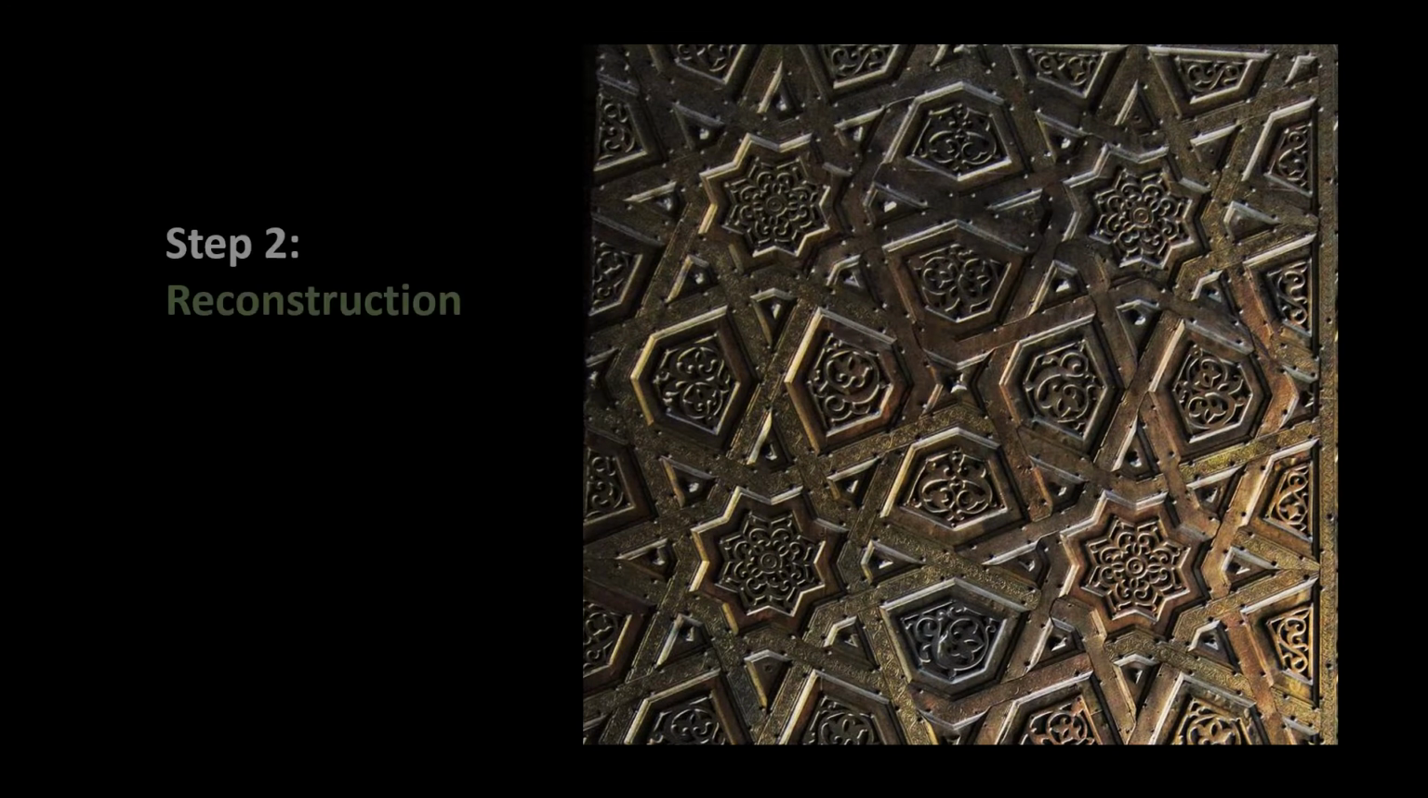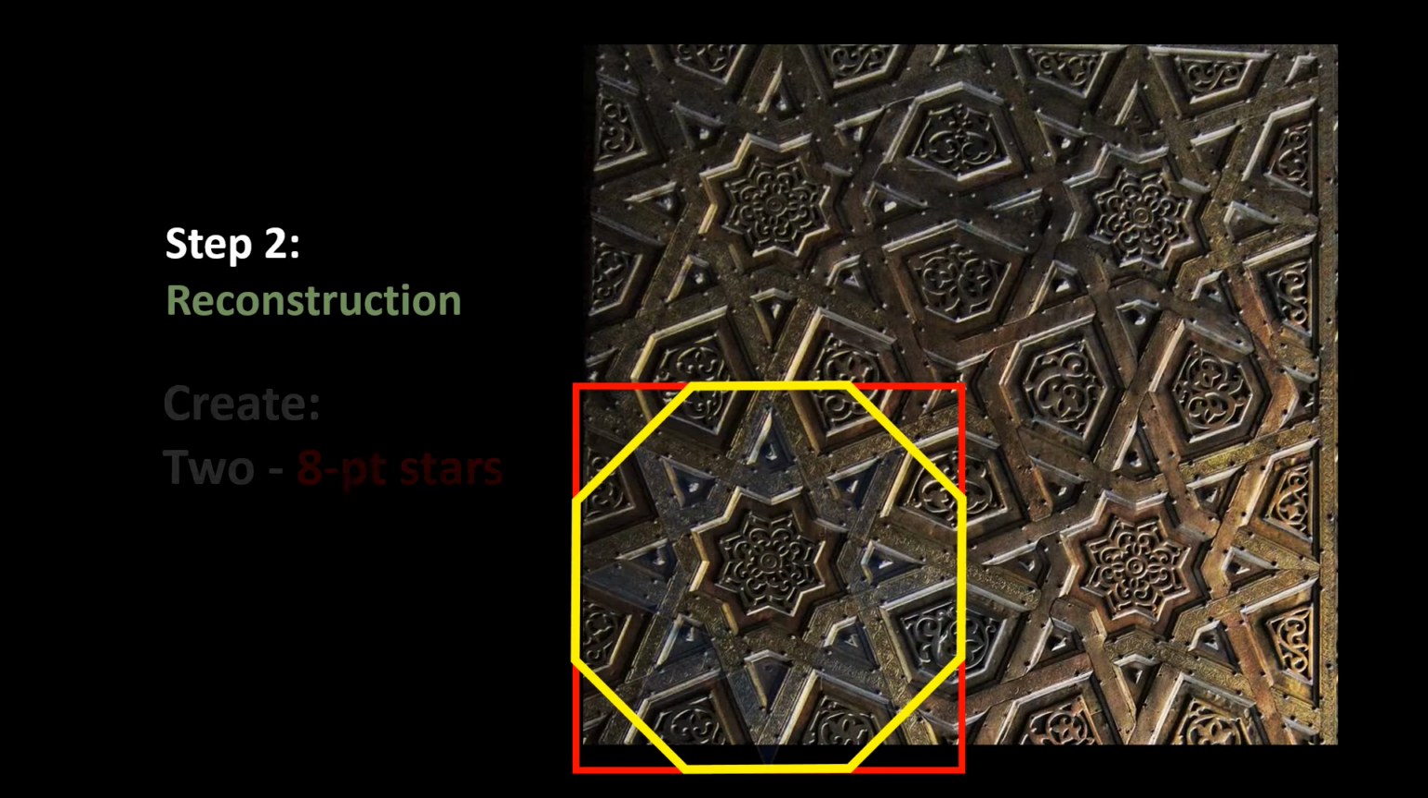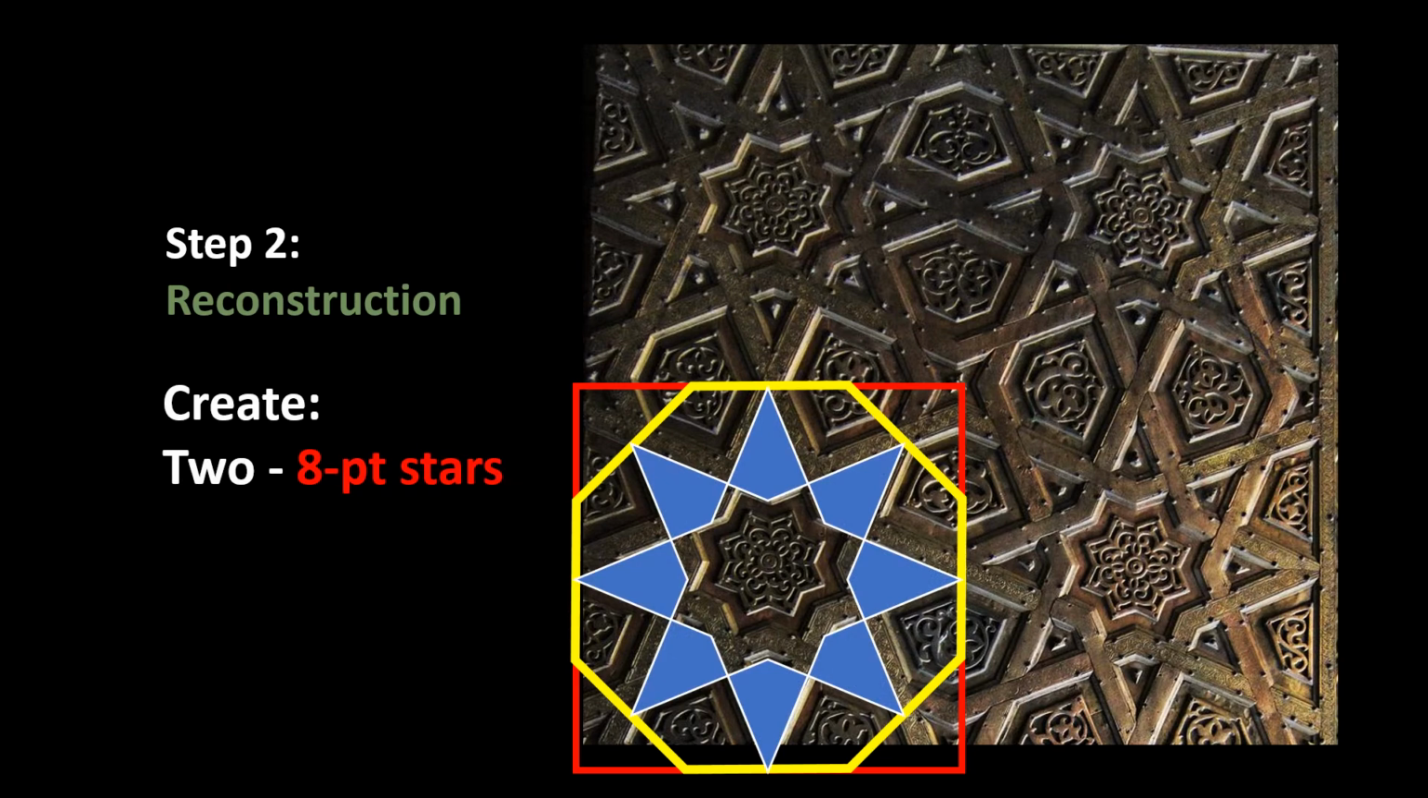Step 2. Reconstruction. First, we will create an 8-pointed star. The following is the workflow. We will create an outer square and within it an octagon, and then an 8-pointed star within the octagon. Let's begin by creating a square.